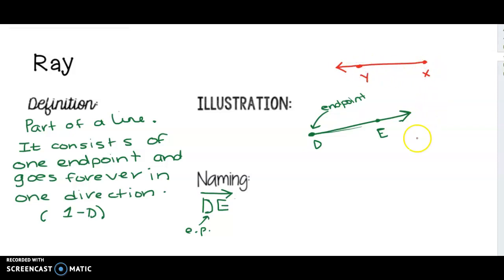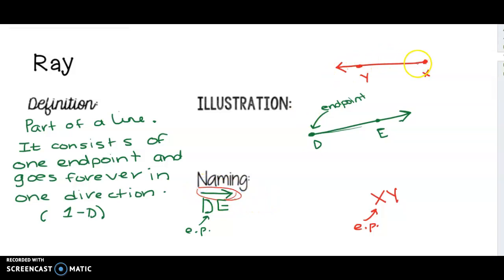Okay, we would name this one over here. We always start with the endpoint first. So if we look up here, the endpoint is X, right? This is always the endpoint first. And then it's whatever direction it's going. So it's going forever towards Y. And we're going to put this on top.